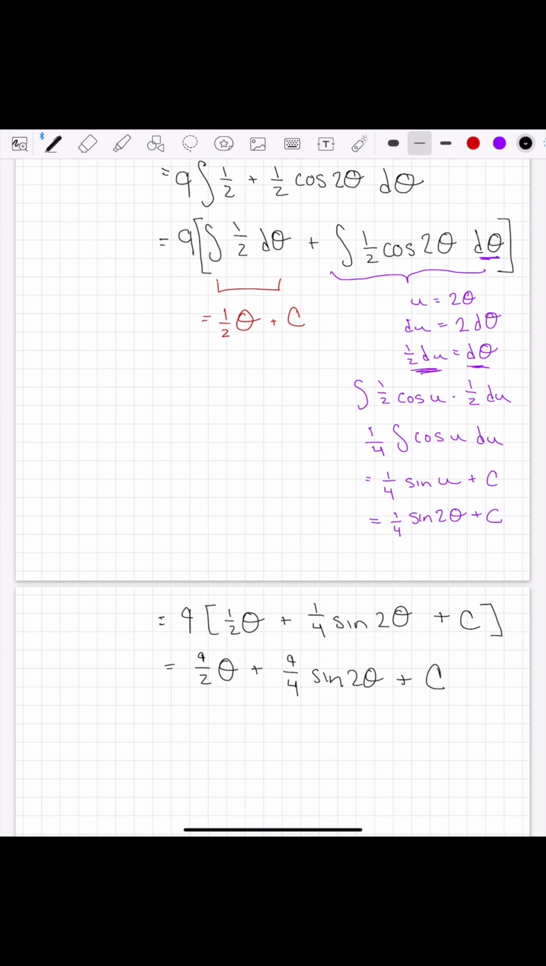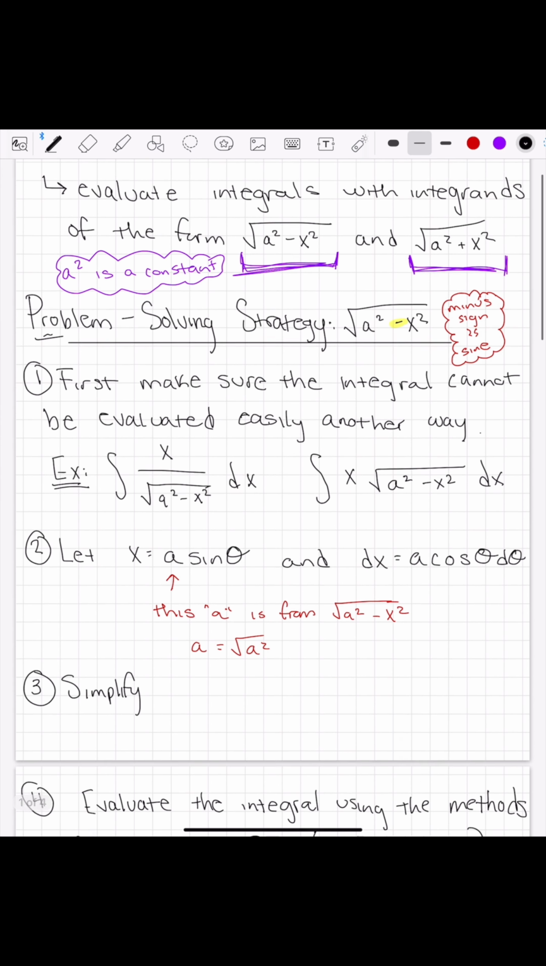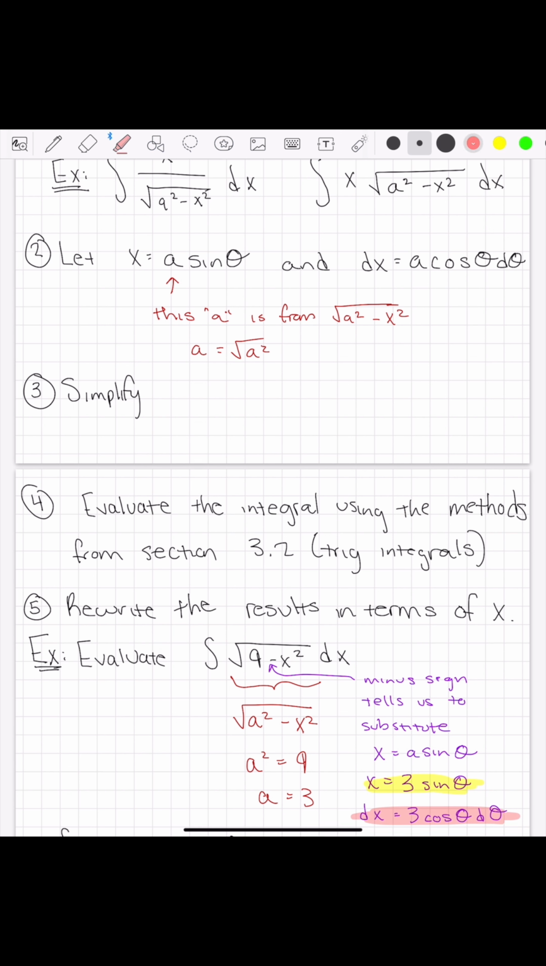It may seem like, oh, we're done, but remember, we're given an integral in terms of x. That's what they were asking us for. Whoops, an integral in terms of x. And so we can't give an answer in terms of theta, that wouldn't be sufficient. So that's why the last step is to rewrite the results in terms of x. So how are we going to do that?